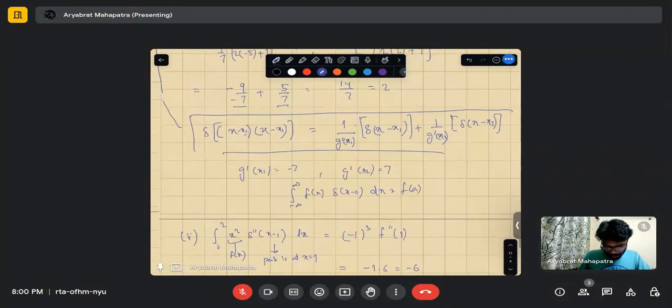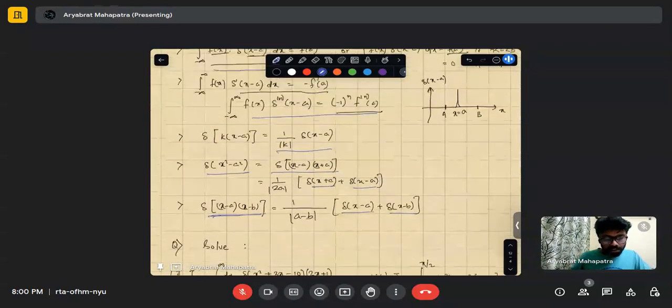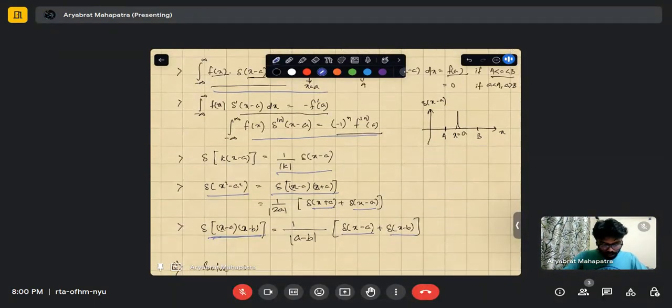So this delta function part is clear for you, okay? Yes, it's clear. Okay, fine. So then good.